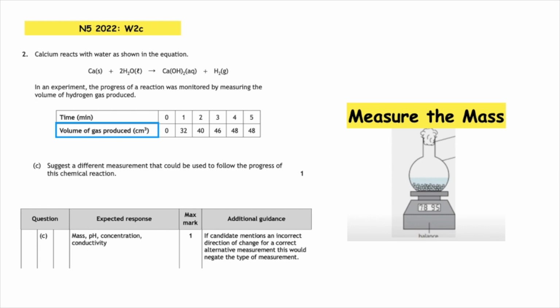There are a couple of other answers that are given from the SQA. We could also have had pH, concentration, or conductivity, but the easiest one to go with is mass.